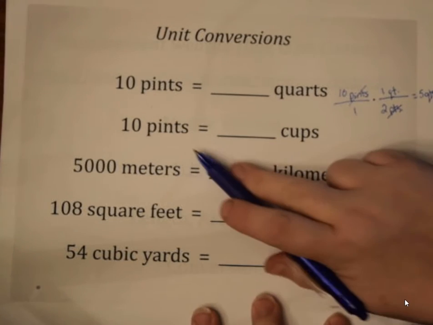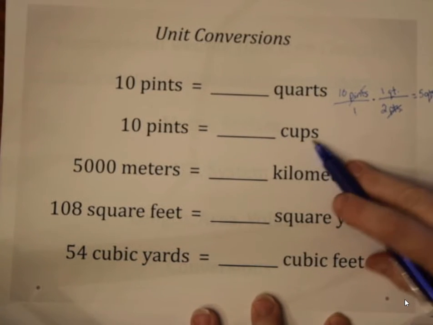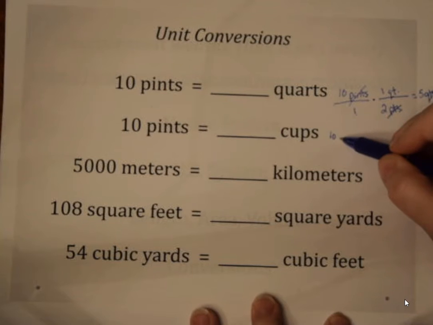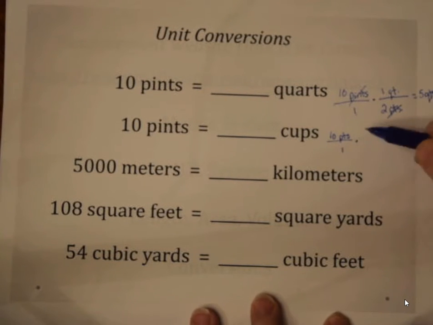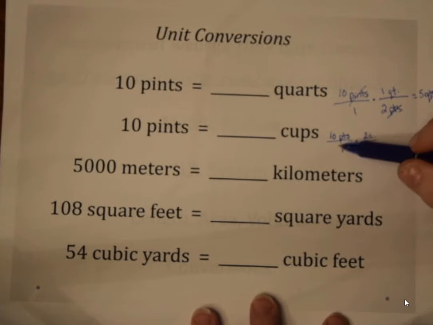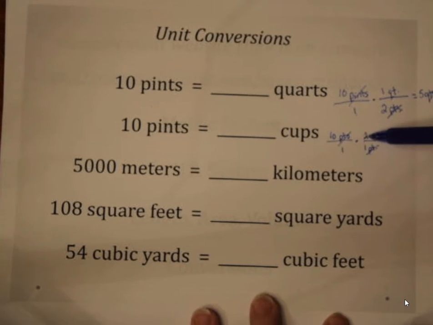Okay, now if we want to convert 10 pints to cups, so we have 10 pints over 1. And we know there's 2 cups in 1 pint. So 2 cups in 1 pint. And so the pints will divide out. And 10 times 2 is 20. So that'll equal 20 cups.